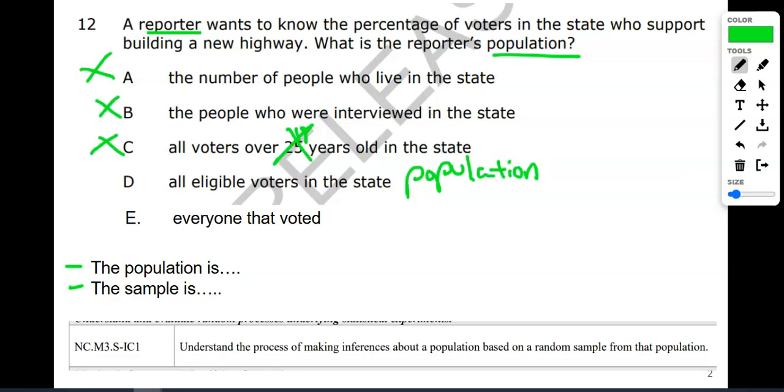Now, everybody that's eligible to vote didn't necessarily vote, and those people that voted, that is the sample. So E would be the answer for that one, and D would be the answer for population.